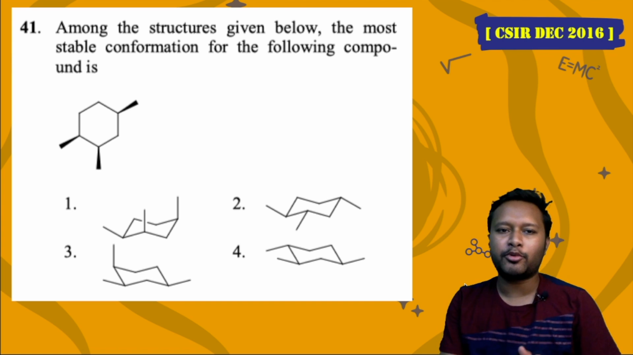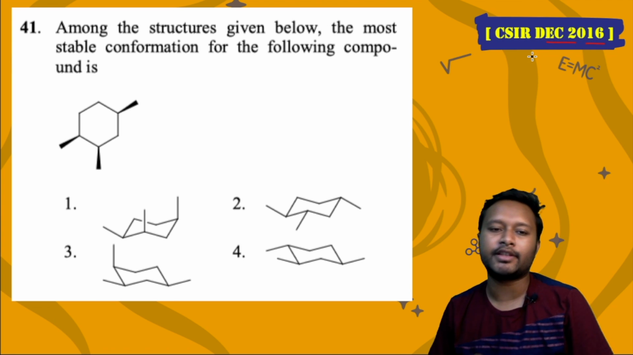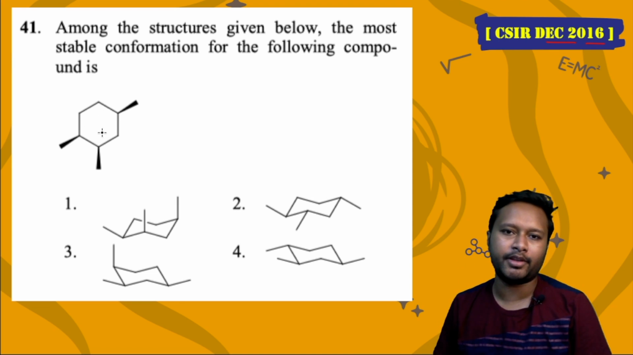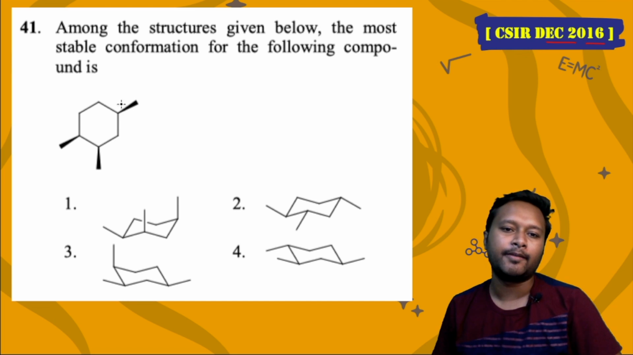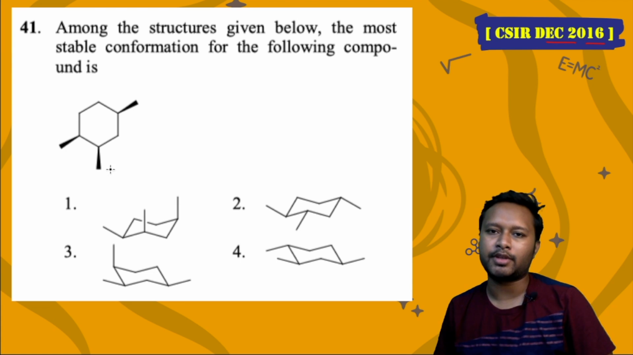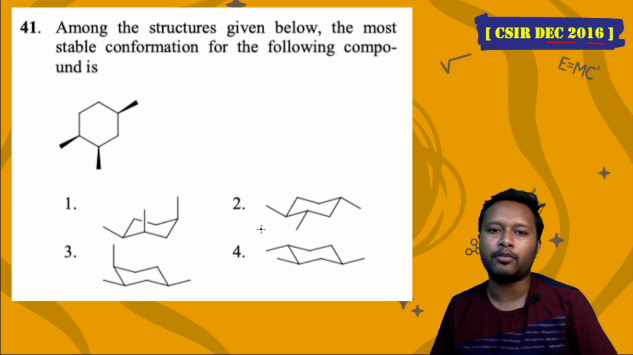Alright, so we'll talk about this particular question over here. This was asked in the CSIR December 2016 exam, again for 2 marks. The question was based upon the conformation of cyclohexane. You can see that this is a cyclohexane given in the planar form, and all the groups are above the plane, and we have to choose the correct chair form conformation of that, because we are not given the boat and others.